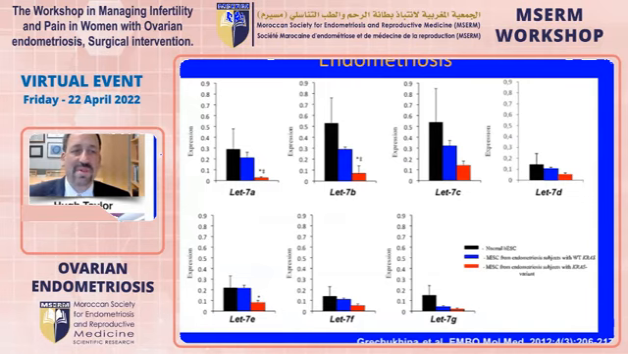This is from one of our papers several years ago, where we show that all of the LET7 family of microRNAs, one of the first microRNAs discovered, they're all decreased in endometriosis, and the red there is particularly aggressive, severe endometriosis. They're even further decreased.